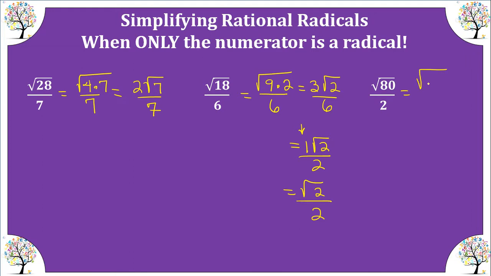We have the square root of 80, which is 16 times 5 over 2. We take the square root of 16, which is 4 times the square root of 5 over 2. We can simplify these coefficients, 4 over 2, and we get 2 square roots of 5.